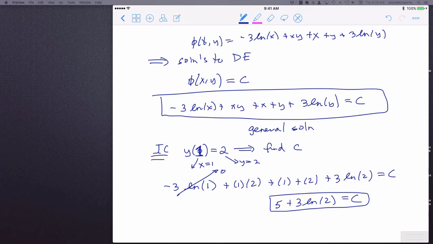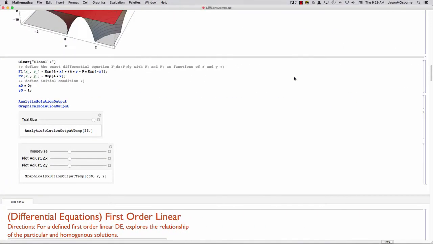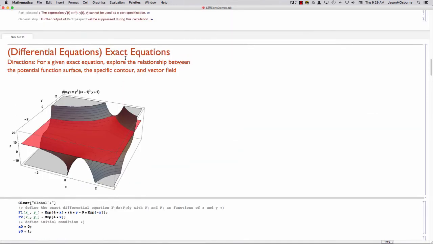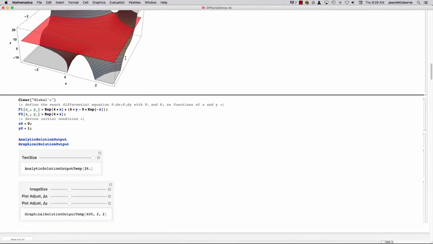Okay, let me show you quickly how to check your answer to this differential equation. We have it on the screen there, but you could go to the demos on the website. And this is an exact equation. There was a potential function for it, right? How did we know there was a potential function for it? Let me put this in another color here.